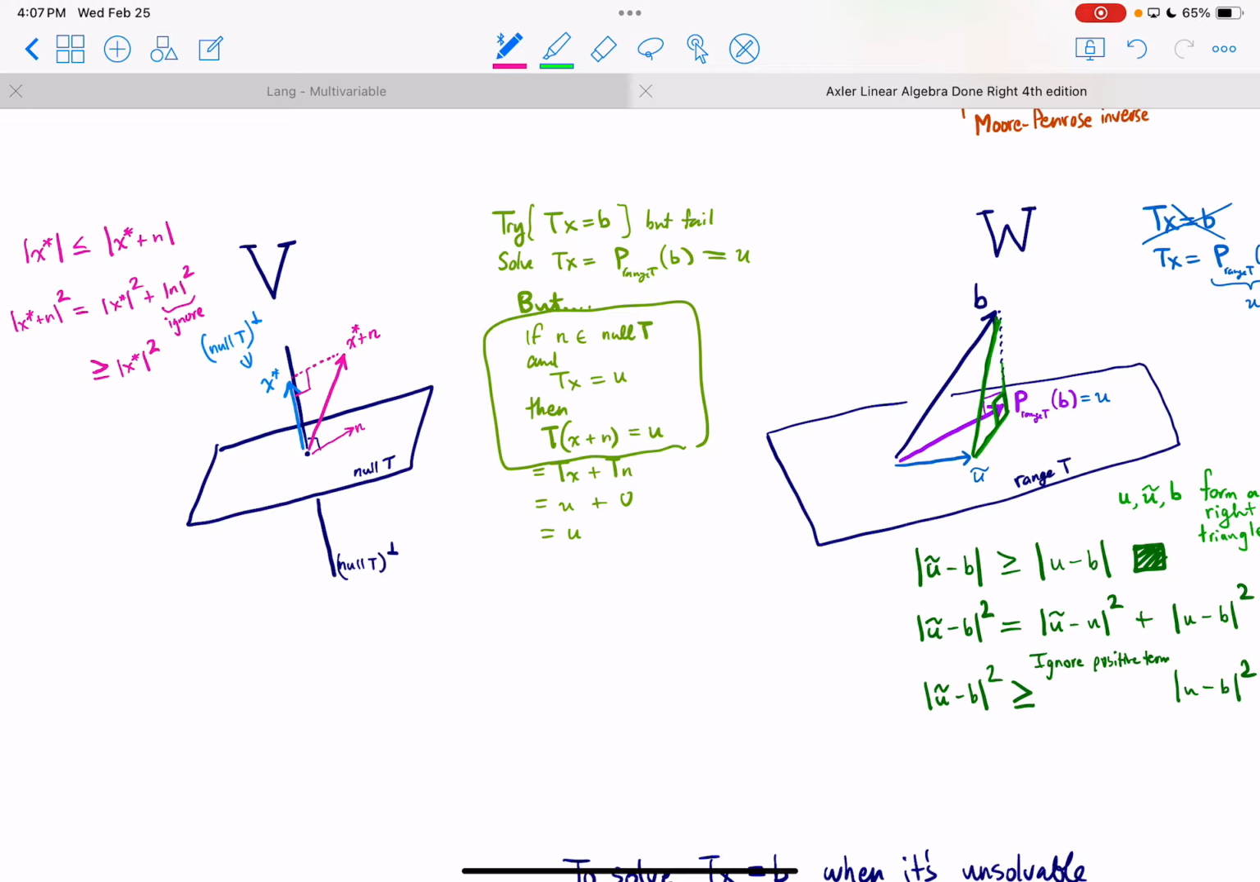So, yeah, it's the best you can do. B is not in the range of T, so we cannot solve Tx equals B. That's actually maybe one of the most important things to realize. The start of this story is important. We're trying to solve an unsolvable equation. It's unsolvable because there's noise that kicked B out of the range of T.